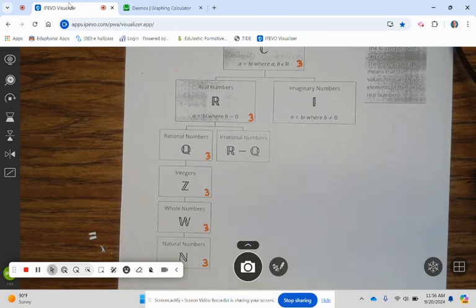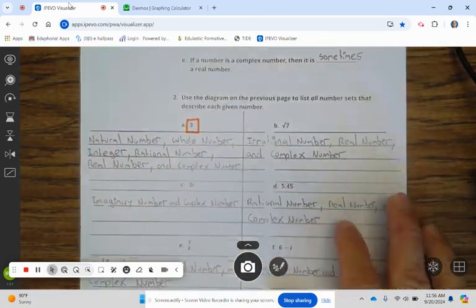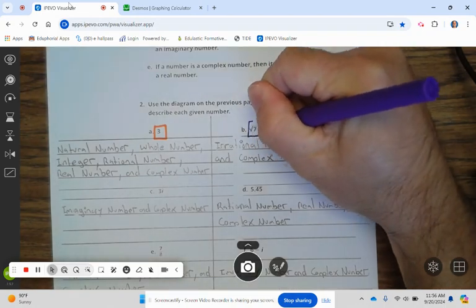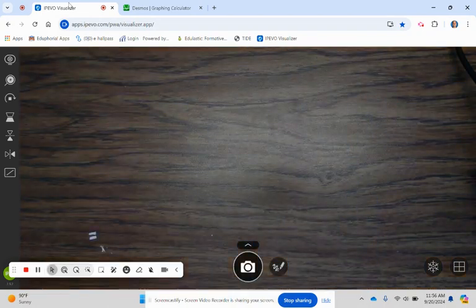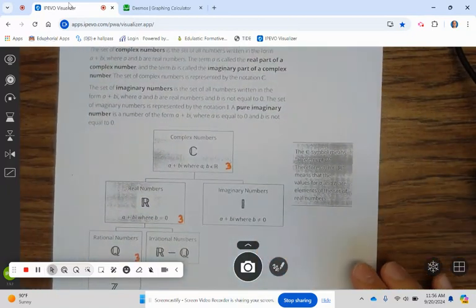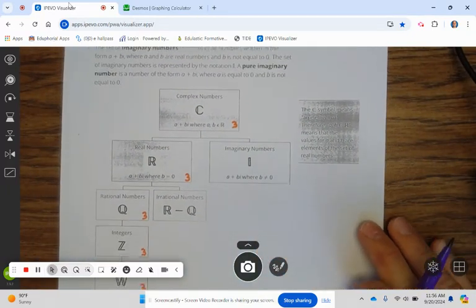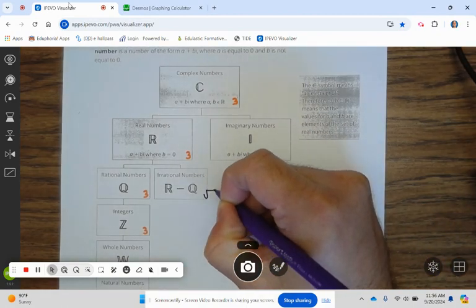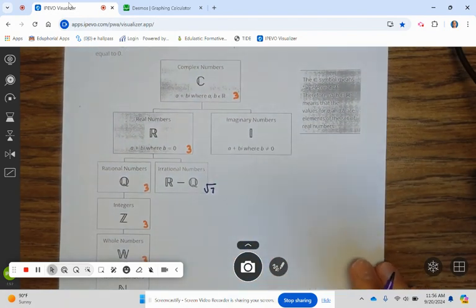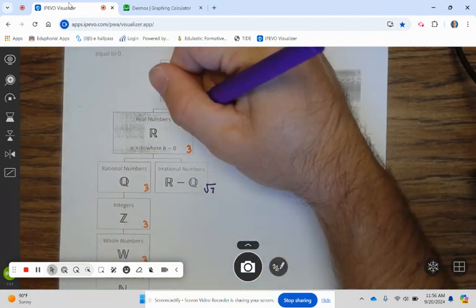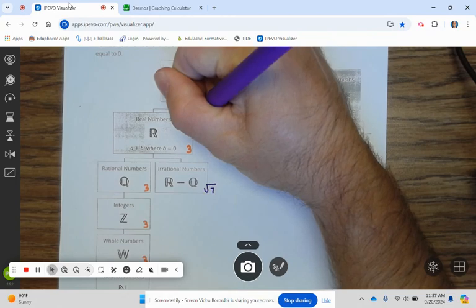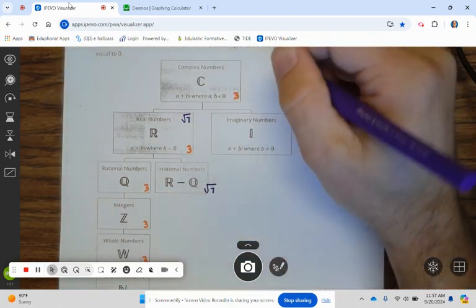All right, let's take a look at the next number. B, the square root of 7 is an irrational number, a real number, and a complex number. Okay, and let's do that in purple. So, the square root of 7 is an irrational number, it's a real number, and it's also a complex number.